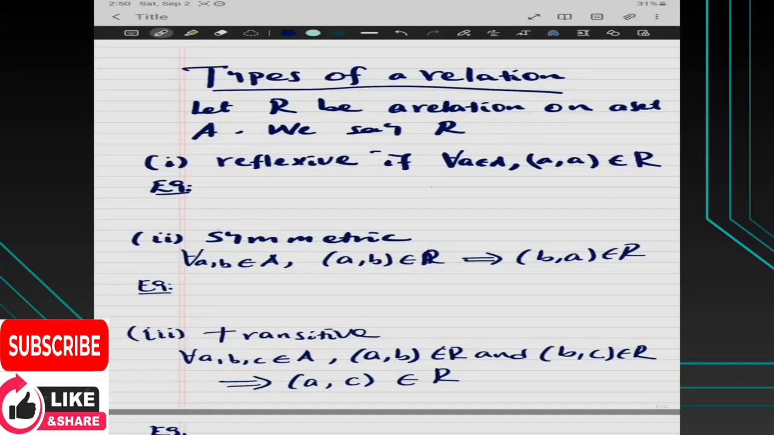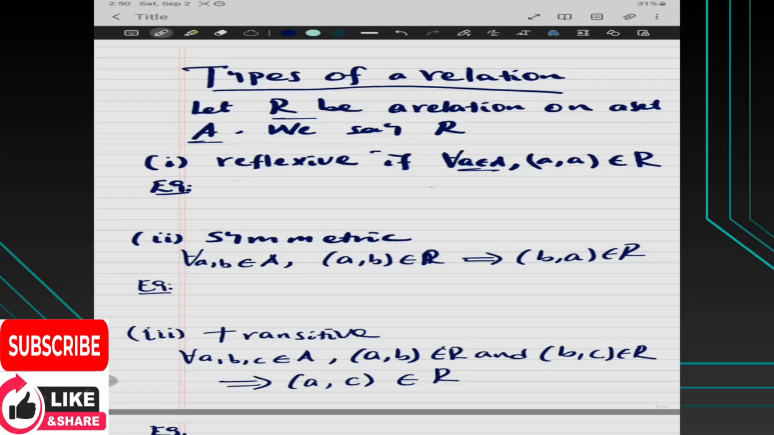Hello, today we are going to see the types of relations. Let's assume that R is a relation on a set A. We mean by R is reflexive if for every a in A, the ordered pair (a, a) is an element of R.